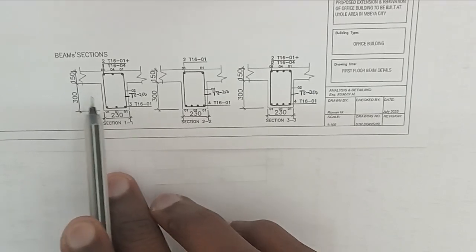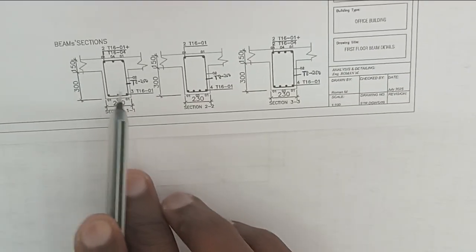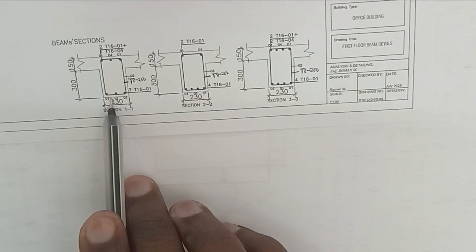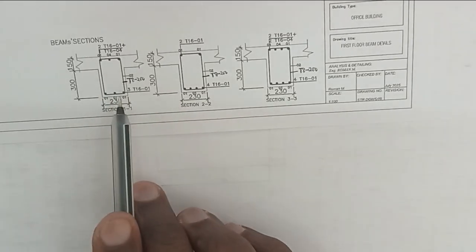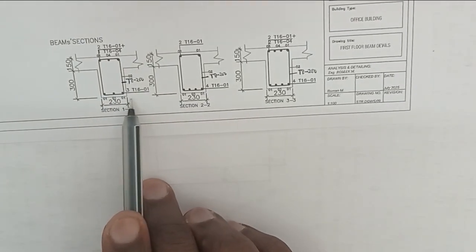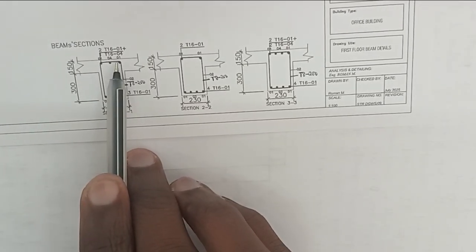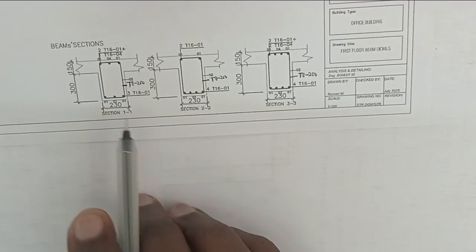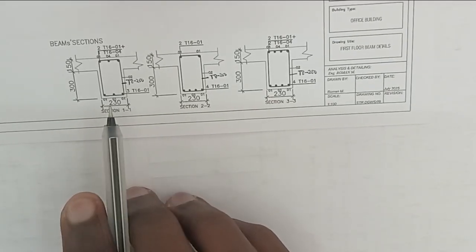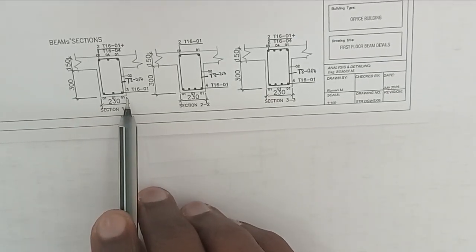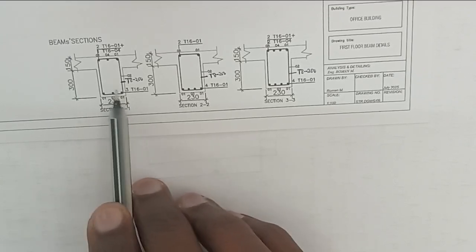This beam section has two zones, the bottom zone and the top zone. The bottom zone is where tension reinforcement is placed, and the top zone is where compression reinforcement is placed. Now let's see how to read the details in this beam section.